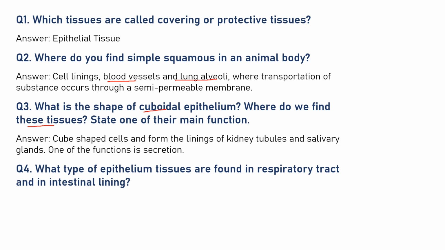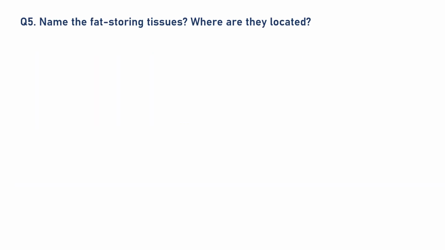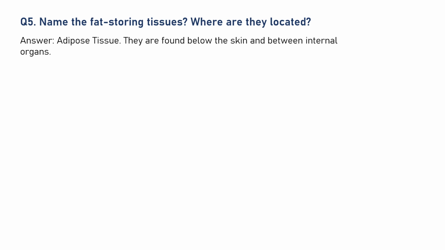What type of epithelial tissues are found in the respiratory tract and the intestinal lining? In the trachea, it is ciliated columnar epithelial tissue, and in the intestinal lining, columnar epithelial tissue. Let's take the next question. Name the fat storing tissue. Where are they located? Adipose tissue, which we just did. They are located below the skin and between the internal organs.